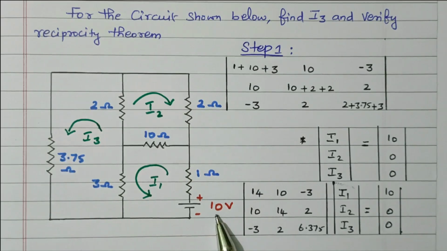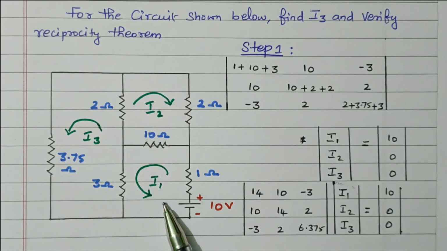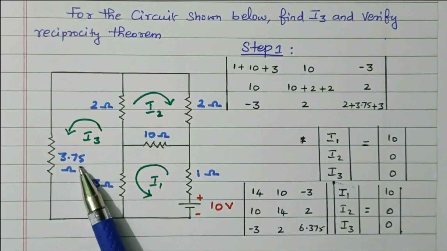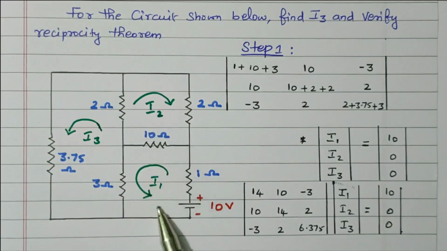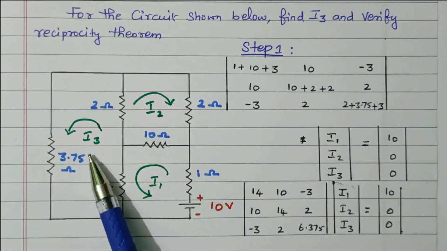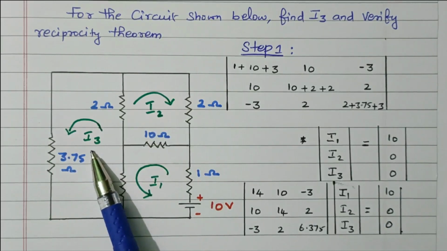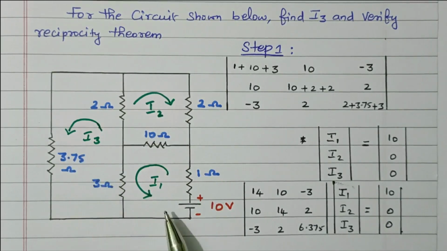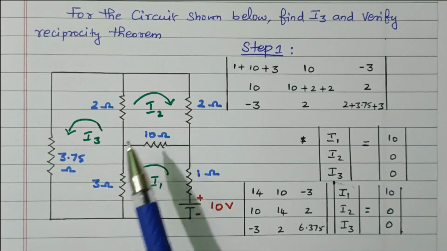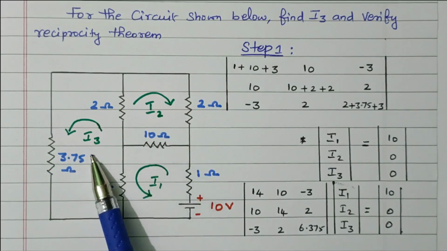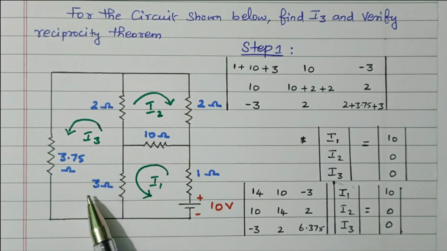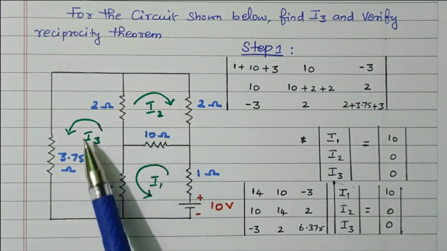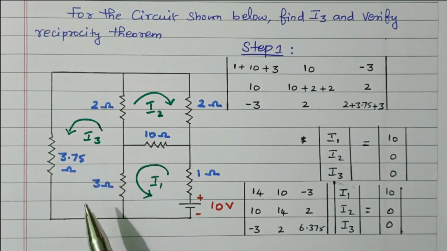The source is available in branch 1. We can take this as branch 3, and this is branch 2. So the problem is that we need to find the current I3 value and also verify the reciprocity theorem. The first branch contains the voltage source, and in the third branch we need to find the current. So first we need to proceed with this circuit and find the value of I3.